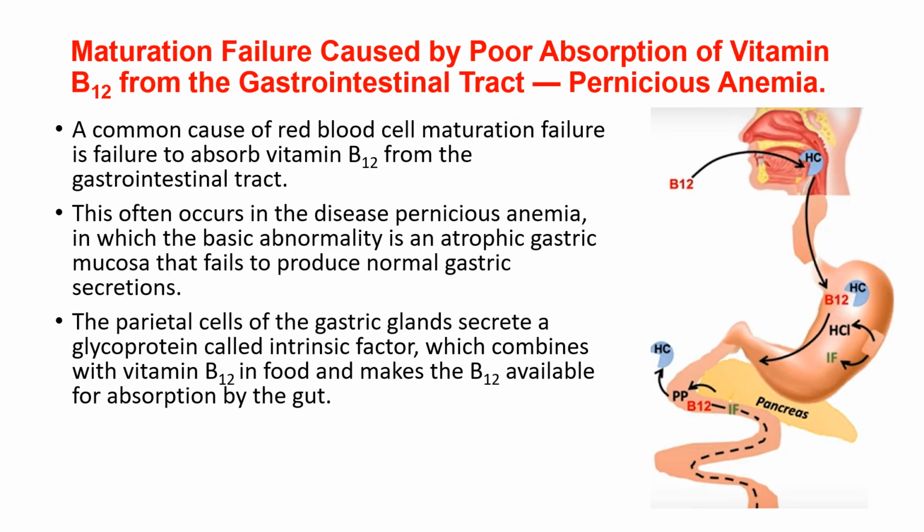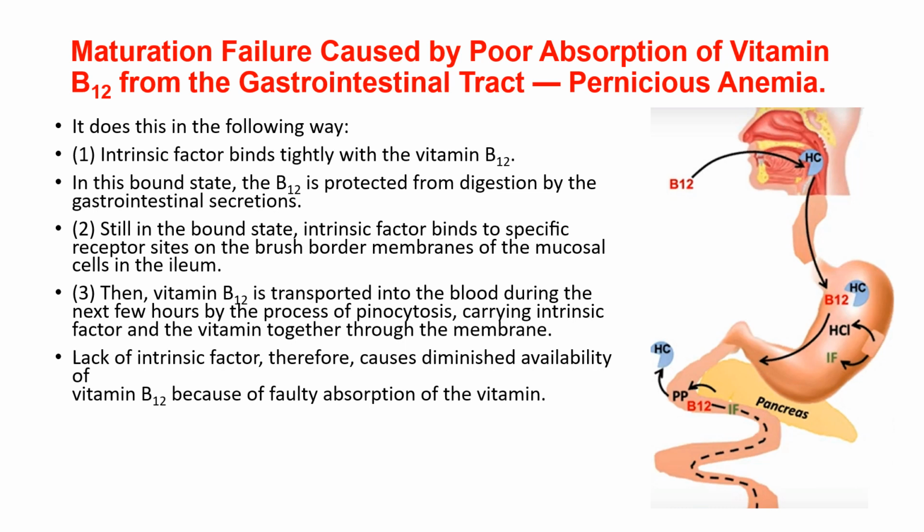Maturation failure caused by poor absorption of vitamin B12 from the gastrointestinal tract. Pernicious anemia. A common cause of red blood cell maturation failure is failure to absorb vitamin B12 from the gastrointestinal tract. This often occurs in the disease pernicious anemia, in which the basic abnormality is an atrophic gastric mucosa that fails to produce normal gastric secretions. The parietal cells of the gastric glands secrete a glycoprotein called intrinsic factor, which combines with vitamin B12 in food and makes the B12 available for absorption by the gut.